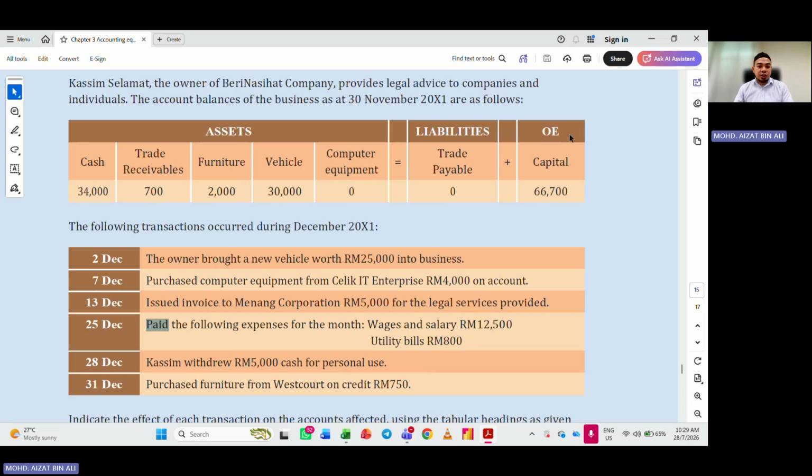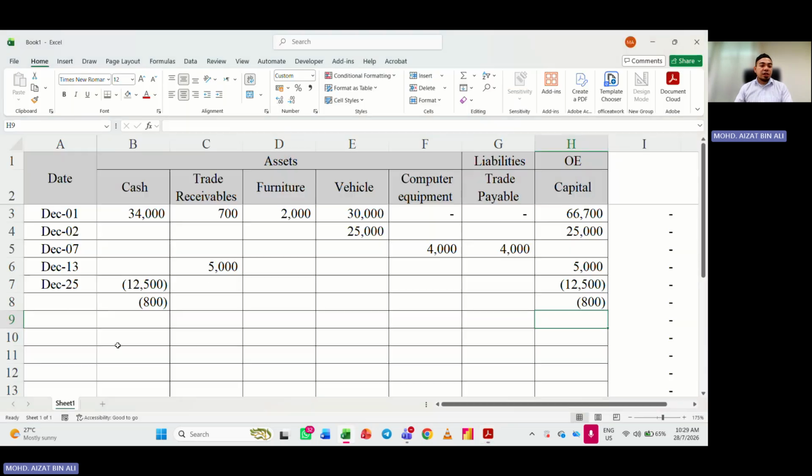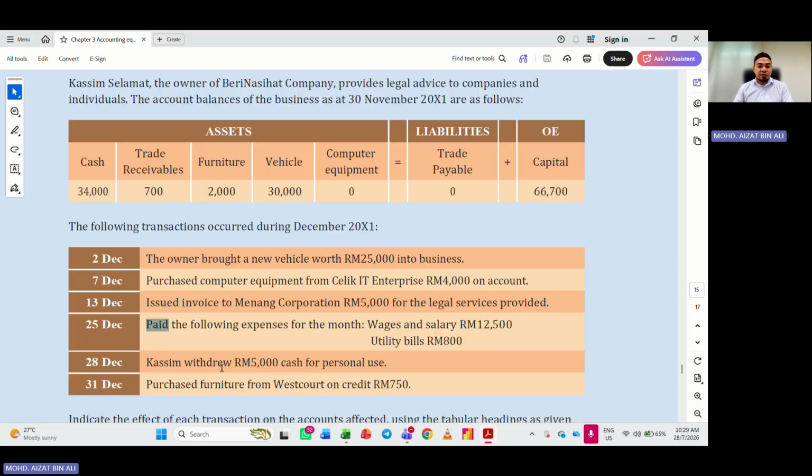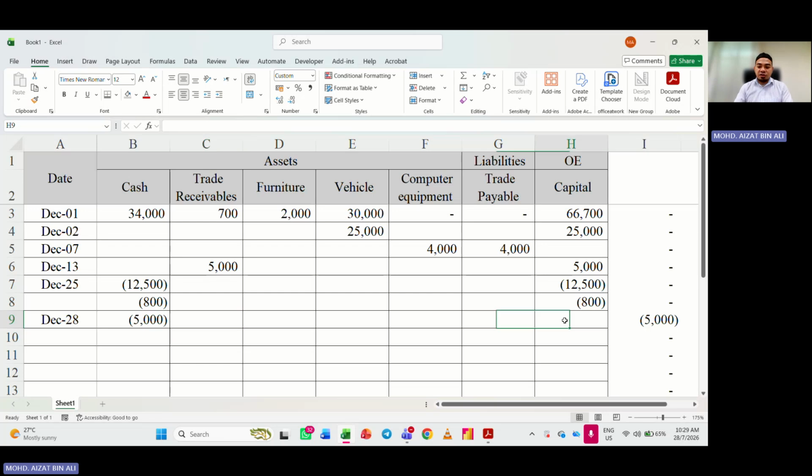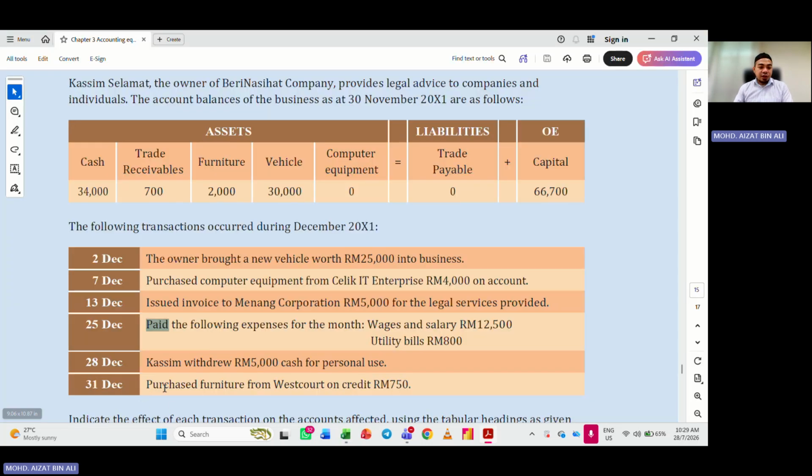Drawings reduces owner's equity. So on December 28th, minus 5,000 ringgit cash, and then the drawings will reduce owner's equity by the same amount, 5,000 ringgit. Next, 31st December, purchase furniture from Westcott on credit.